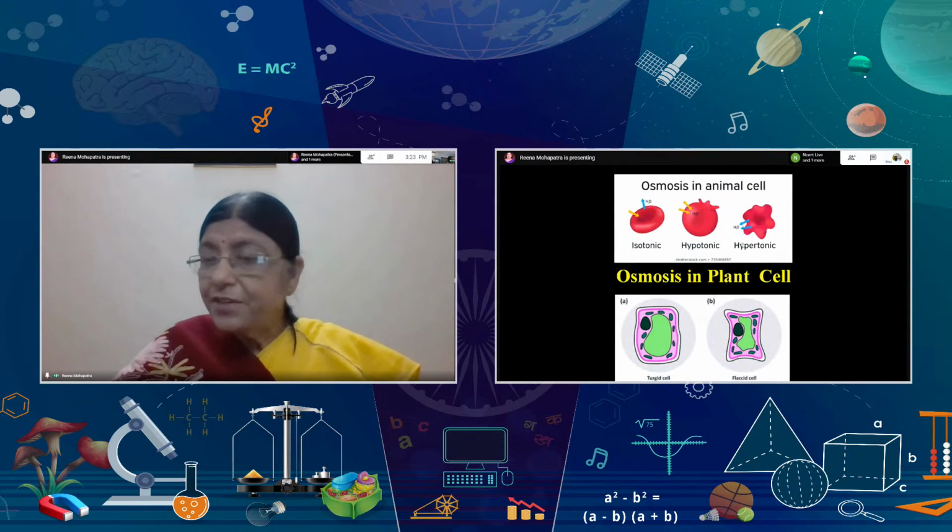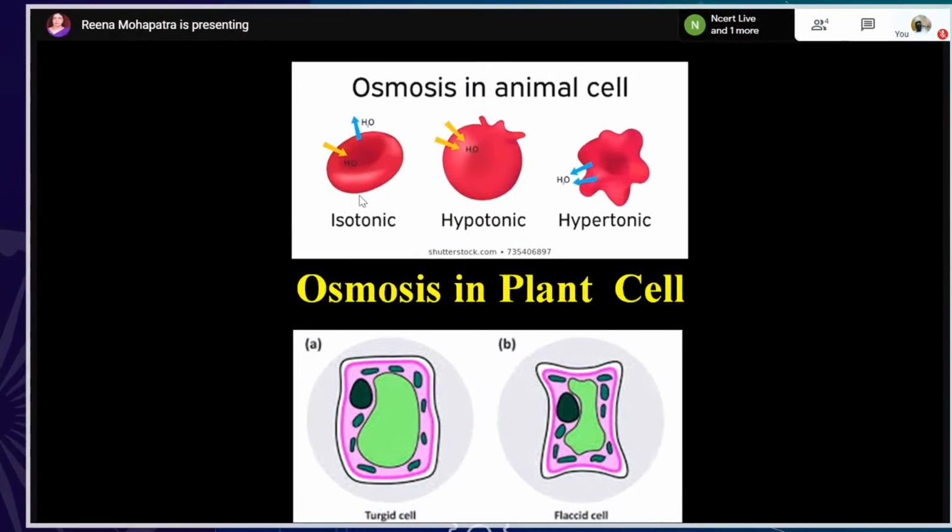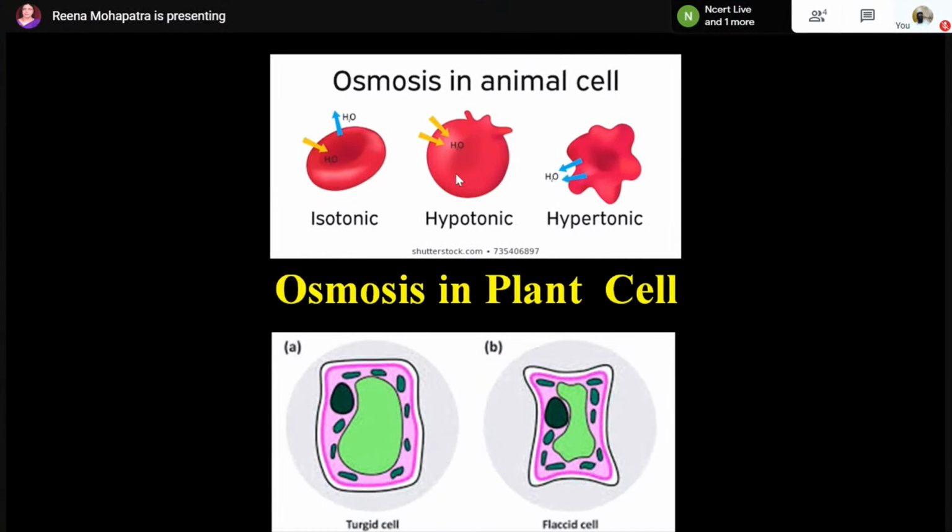So what did we see? Let's summarize: when animal cells are dipped in different types of solution, what condition has happened? You have found that when animal cells are dipped in hypotonic solution and kept for a long time, they will burst. And when plant cells are dipped in hypertonic solution, they'll show a plasmolyzed condition. But when they are dipped in hypotonic solution, look at this first picture, they will show a turgid condition. Turgid means well swollen condition.